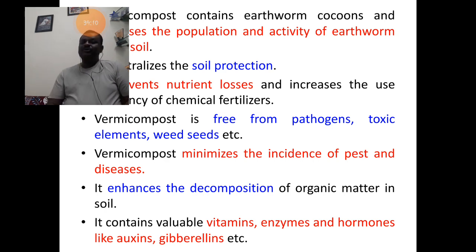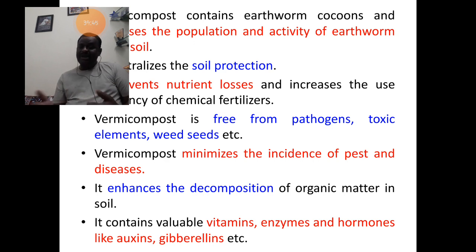The next is vermicompost is free from pathogens that cause diseases. And it doesn't contain any toxic elements that are harmful to the plants. This vermicompost will minimize even the pest attack and the pest diseases on the plant. It also enhances the process of decomposition of organic matter even in the soil because the soil bacteria are present along with the earthworm.